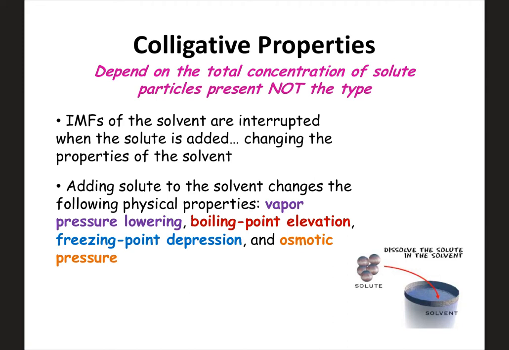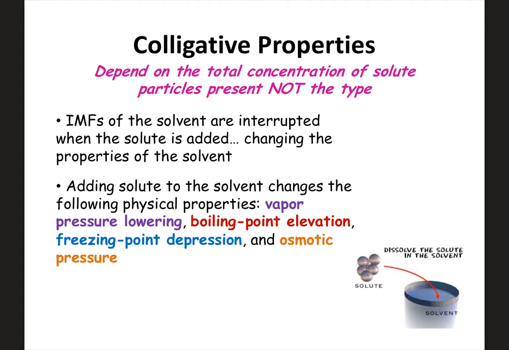All right, so the idea here is when you're going to form a solution and you're adding a solute to a solvent, the IMFs of the solvent get interrupted with the addition of the solute. So this changes the properties of the solvent, and that's what these colligative properties relate to. When you're forming a solution by adding a solute, what's actually going on with the solution? So basically, we're going to look at a few properties.